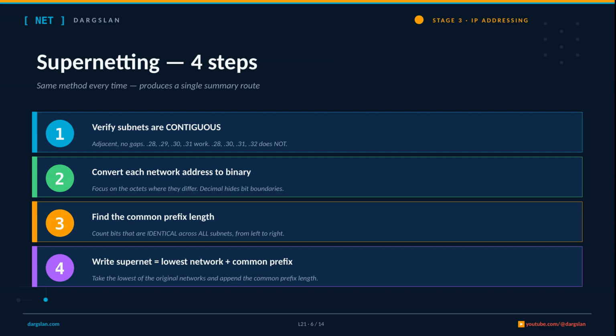Second, convert each network address to binary, because decimal hides the bit boundaries where the magic actually happens. Third, count the bits that are identical across every subnet. Left to right, that count is your new prefix length. And fourth, write the supernet by taking the lowest of the original networks and appending that common prefix. Master these 4 moves, and every summarization problem becomes mechanical.